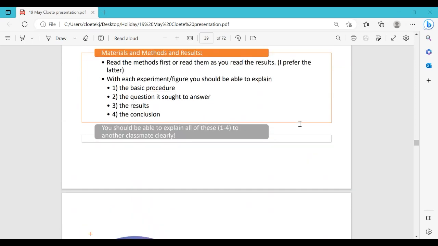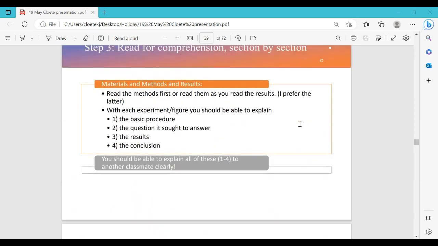Sometimes it's also good when you are summarizing the results, your supervisor may ask you, okay, summarize these results for me.